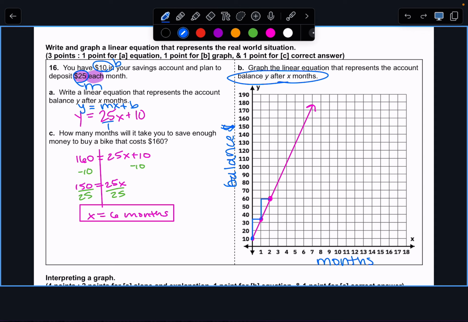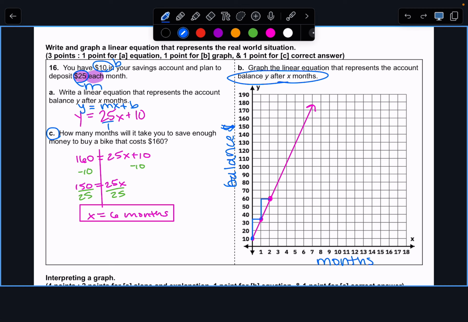Okay? Now, we can do letter C a couple different ways. I want to know how much it's going to be for $160. So I can keep going up 25 over 1, up 25 over 1, up 25 over 1, and I can figure out when I get to $160.